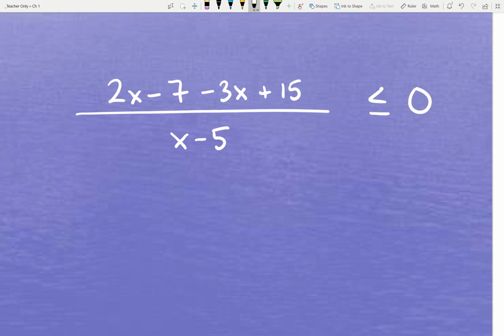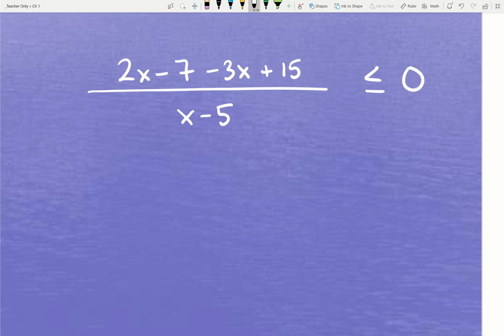Okay? And so now I could just go ahead and clean up my numerator and combine my like terms here. So 2x minus 3x, that's going to give us negative x. And then negative 7 plus 15, that gives us positive 8. And so this is the simplified version of my rational expression there.